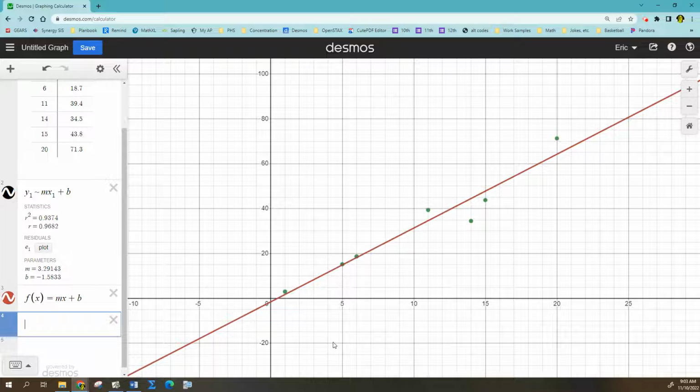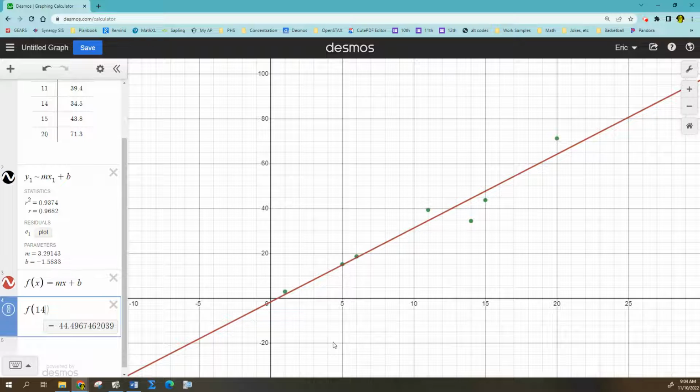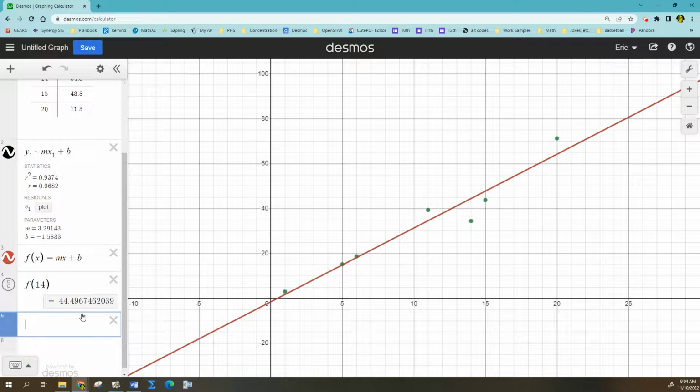So I'm going to say f of 14 then, right? I'm going to replace the x with a 14. F of 14 is 44.96. So if we round to one place, it's 44.5. Okay, 44.5. Now that's different than what was predicted. And let's graph that point.